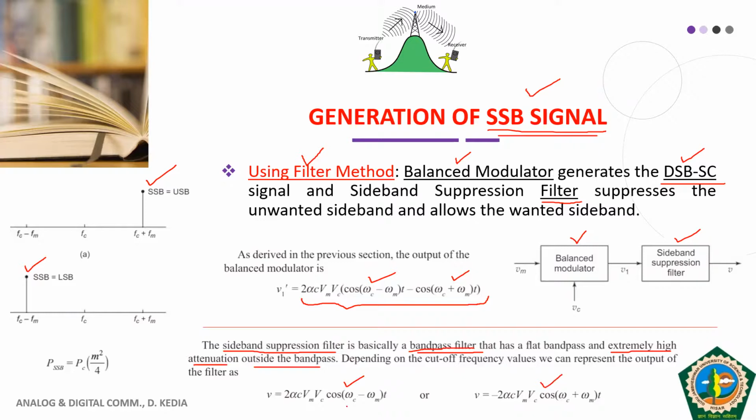Whichever is desirable: if you want the lower sideband, you extract the lower sideband from this signal. If you want the upper sideband, you extract this. So whatever our requirement is, accordingly we get that signal. So this is about the generation of a single sideband signal using the filter method. I hope there is nothing much to explain further in this SSB signal generation.